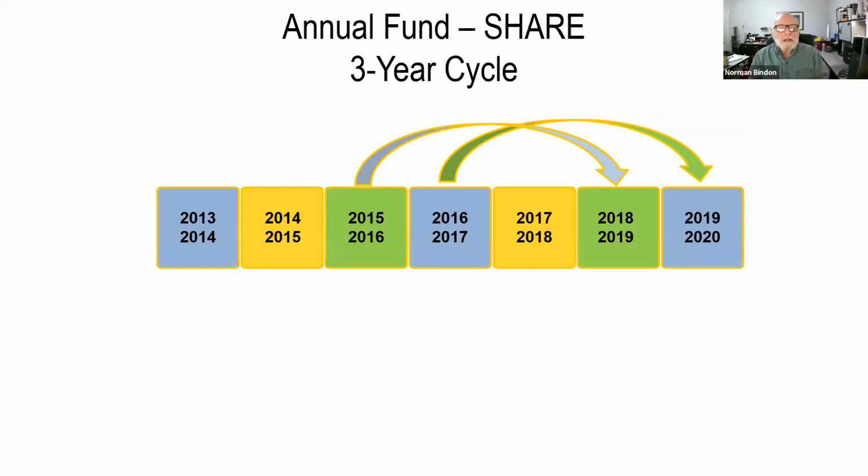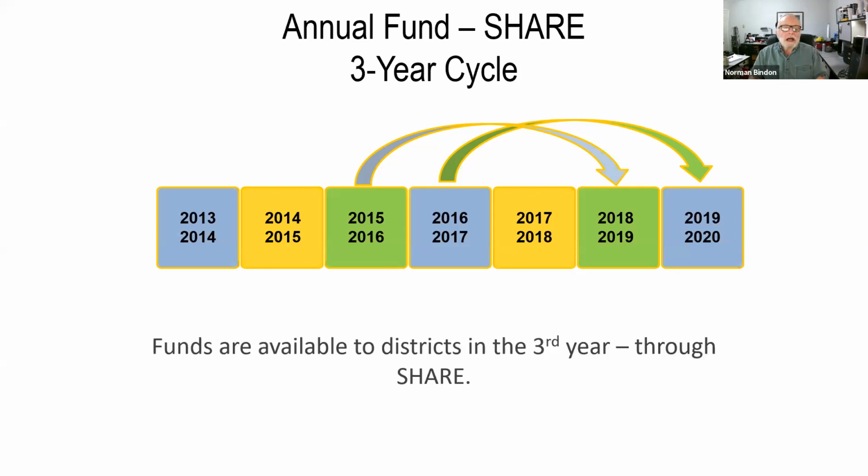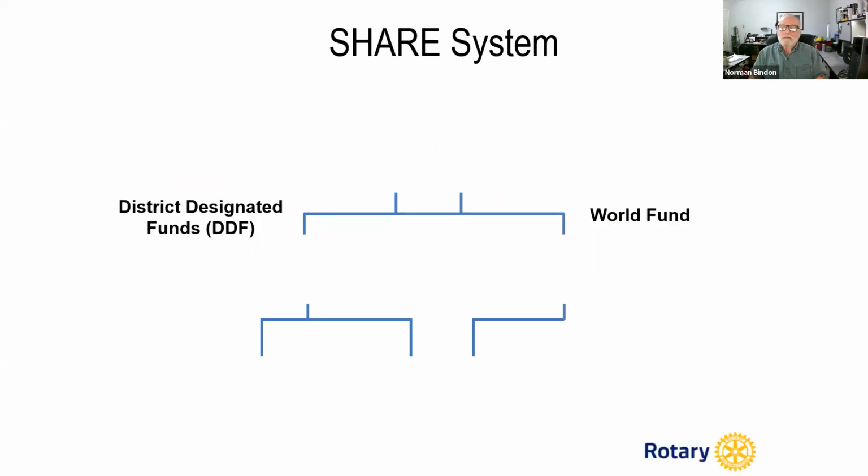Yep. Okay, so it's a 3-year cycle. So money that was donated to the annual fund in the 2015-2016 Rotary year, we used last year. Money in the 2016-17, we're using this year, and 2017-18, we're going to use next year. And the funds are available to the district in the 3rd year through the share plan and the share system.